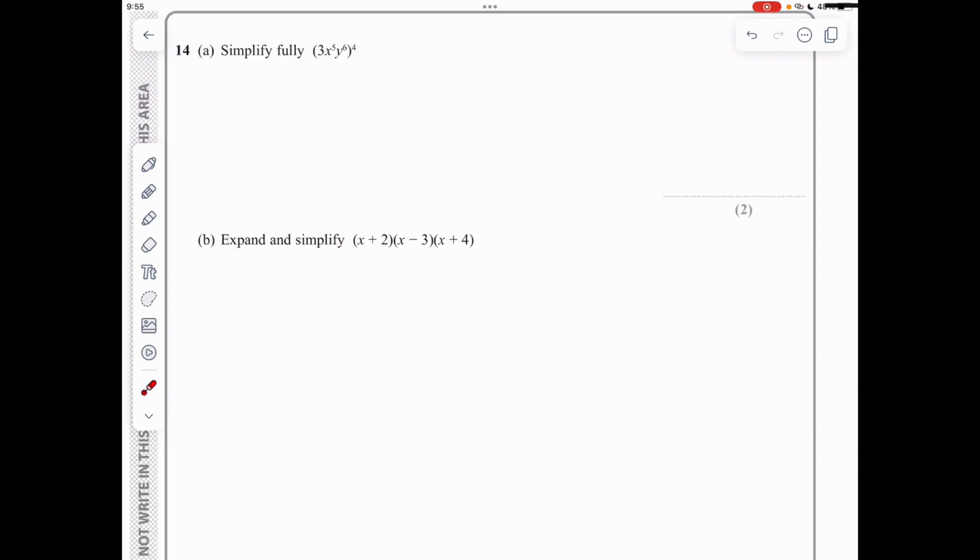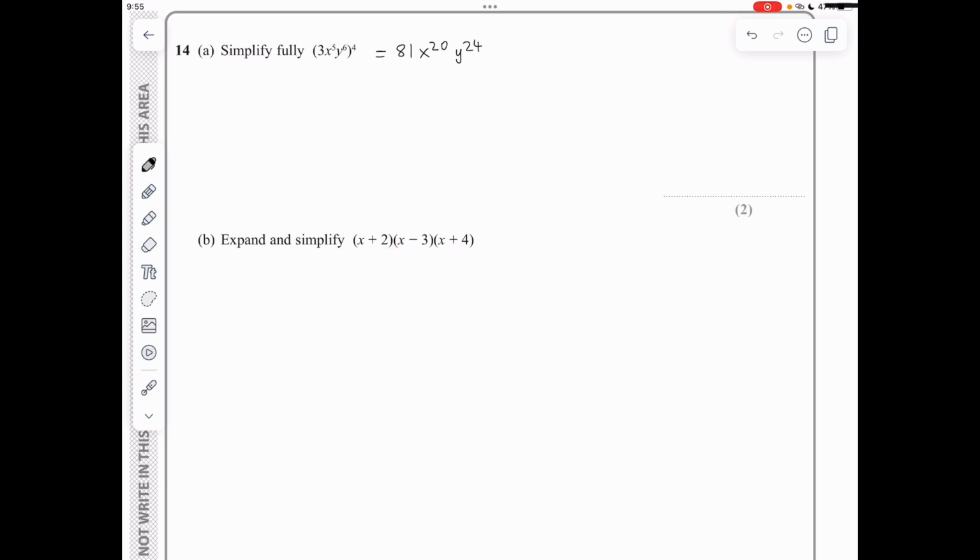In 14a, we need to simplify fully 3x to the 5, y to the 6, and all raised to the power of 4. So I will start by doing 3 to the 4, which is 81. Then x to the 5 raised to the power of 4, I multiply the indices together. So that's going to be x to the 20. Then y to the 6 and all raised to the power of 4 will be y to the 24. In B, we need to expand and simplify the triple set of brackets here.